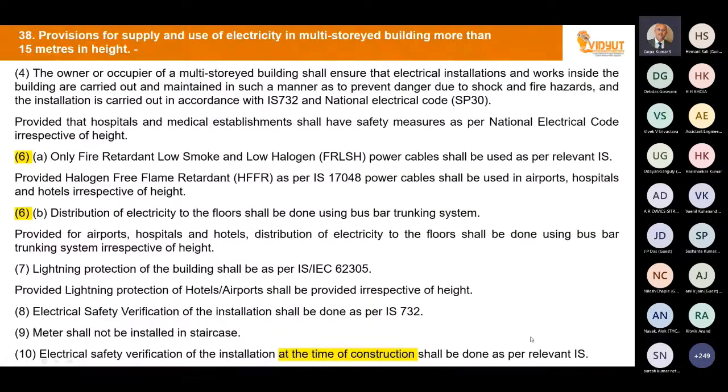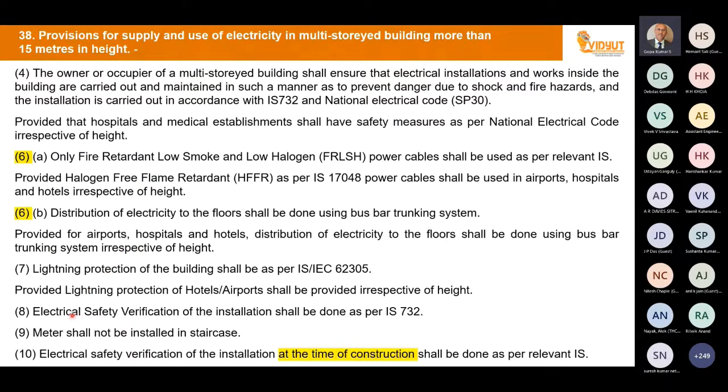It's there on the previous one, you can see it here. Sub-regulation 8: electrical safety verification of the installation shall be done as per IS 732. So my request to every house, every high-rise building is, once this regulation comes into picture, before doing thermography or arc flash and all these things, first do the test of IS 732. Over and above that, you can do whatever you want.